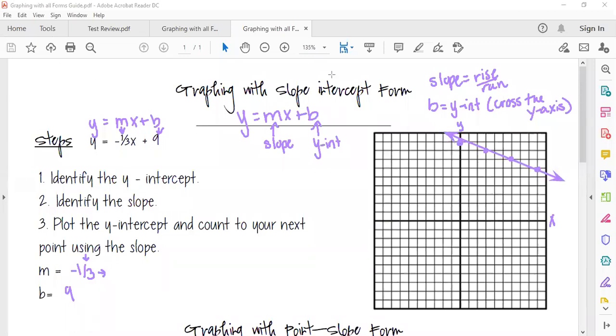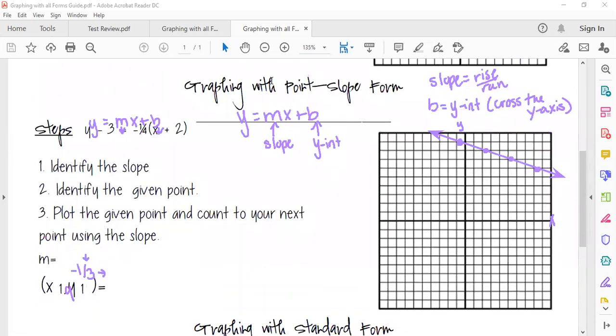We notice here that the slope was negative, so the line should be decreasing. It should be going down from left to right. And we can see here that it is decreasing from left to right. Okay, so this is how we graph in slope-intercept form.